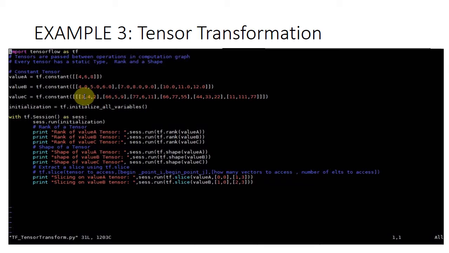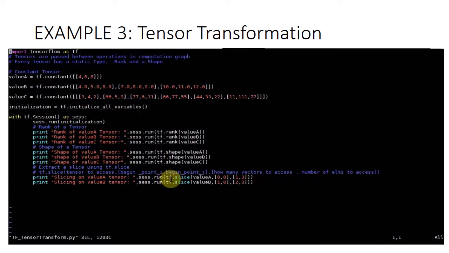To describe it in terms of shape, value A is of shape 1, 3 because it has 3 elements and shape 1. Value B is an example of a 3, 3 tensor because it has three sets and each set has three elements inside. And value C tensor is an example of 1, 6, 3 because we've got six sets here, each set having three elements each.